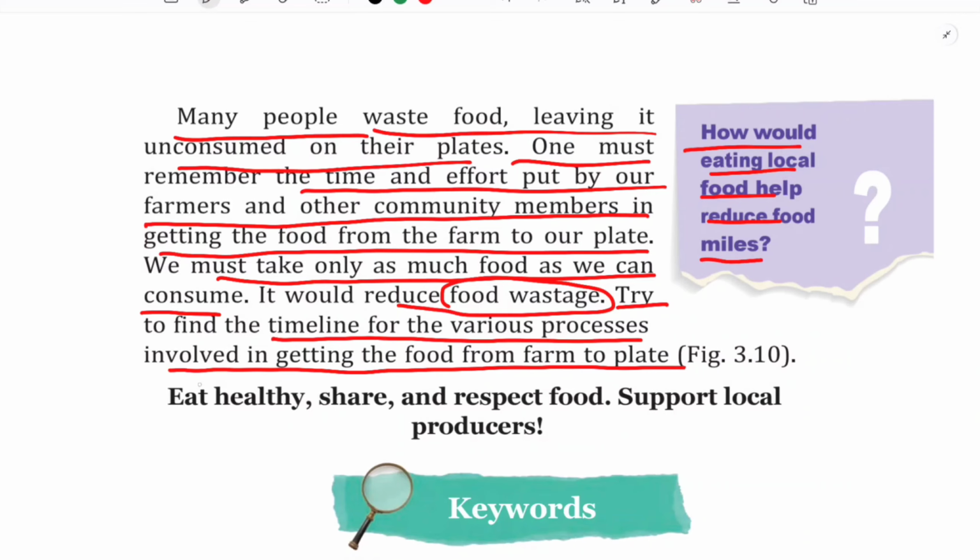There is a very nice quotation here at the end of your chapter: eat healthy, share and respect food. You have to share and you have to respect the food that you are getting, and support local producers. So you have to do this. With this we have completed this chapter.